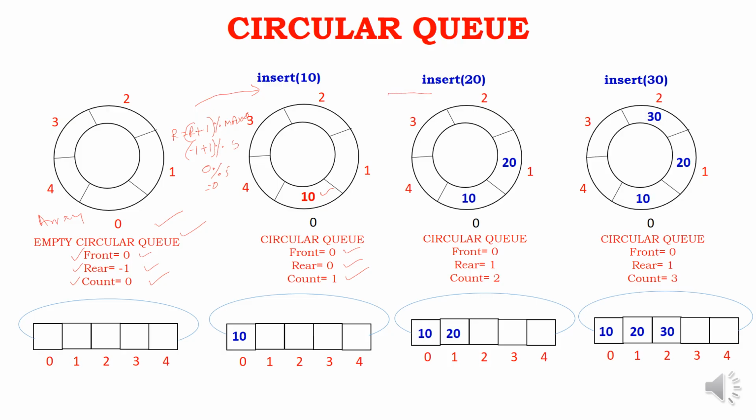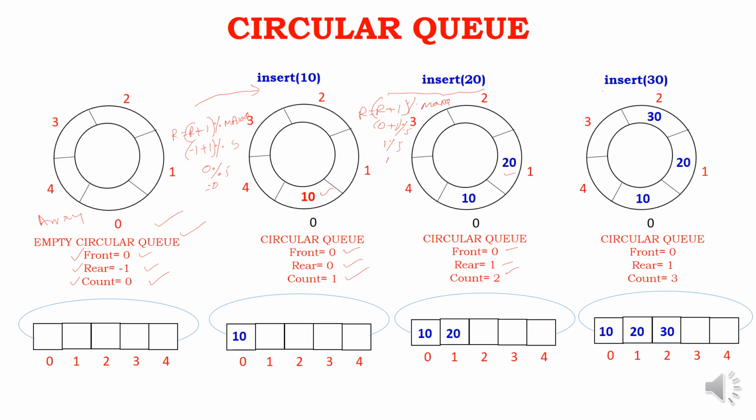Now, if I want to insert one more element, 20, then again rear is (rear + 1) mod MAXQ. MAXQ means the total number of positions. So rear is 0, 0 plus 1 is 1, 1 mod 5 is 1. In position 1, we insert 20. Once you insert, count is increased by 1, so count is now 2. Front remains 0, rear is 1, count is 2. Count is the total number of elements you have already inserted that are available in the queue.